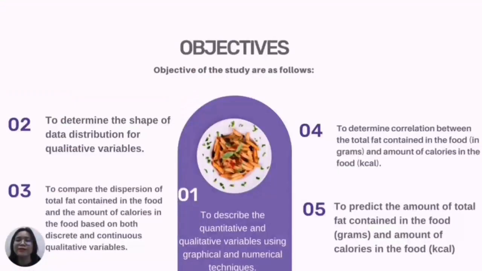Moving on to objectives. The first objective of this case study is to describe the quantitative and qualitative variables using graphical and numerical techniques. Secondly is to determine the shapes of data distributions for qualitative variables. Next is to compare the dispersions of total fat content in the food and the amount of calories in food based on both discrete and continuous qualitative variables. Besides is to determine correlations between the total fat content in food and amount of calories in food. Finally is to predict the amount of total fat content in the food and amount of calories in the food.